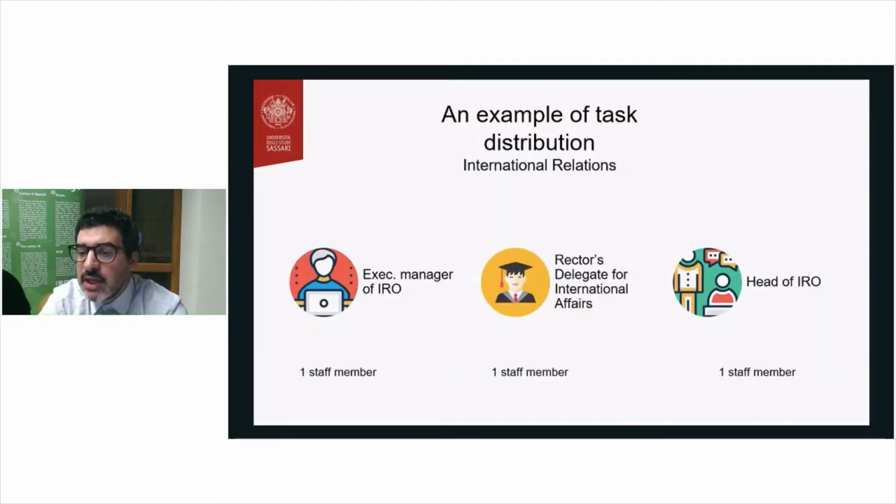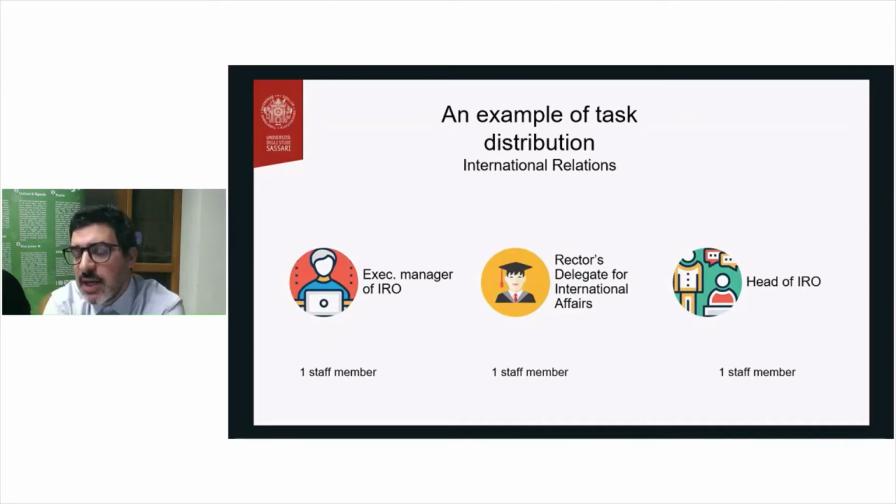So I wanted to spend a couple of minutes just reflecting upon the activities that we developed over time to simplify and streamline the processes. And basically we redefined and redeveloped the organization of the International Relations Office in order to adjust, in a way, the administrative procedures to the projects that we wanted to carry out.